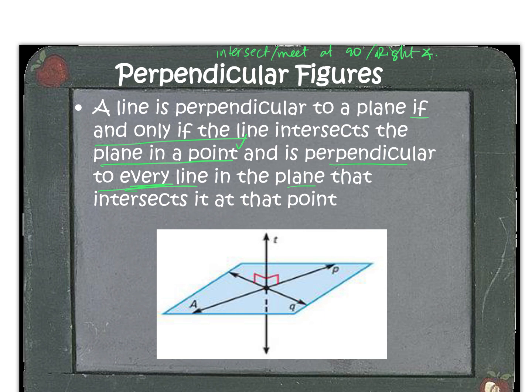What this image is telling us is we have line P, line Q, and line T, and these 3 lines all meet at this common intersection point. So again, a line is perpendicular to the plane. This line T is perpendicular to plane A if and only if it intersects the plane in a point, which it does, and is perpendicular to every line in the plane that intersects at that point. Notice it's perpendicular to line Q. And it's also perpendicular to the other line, P.